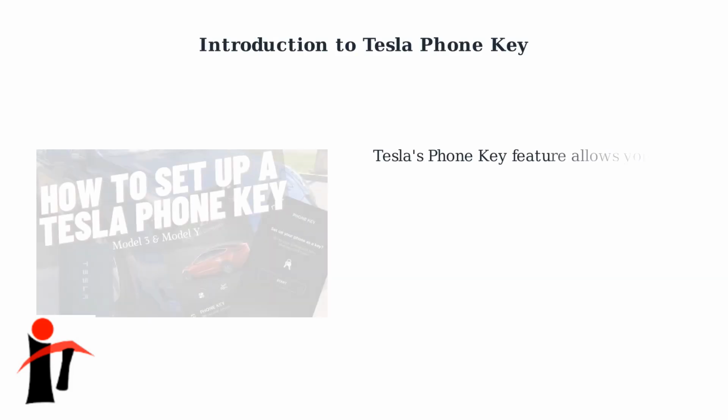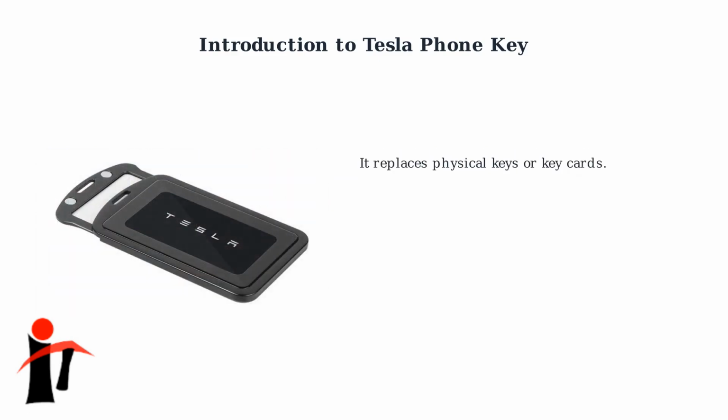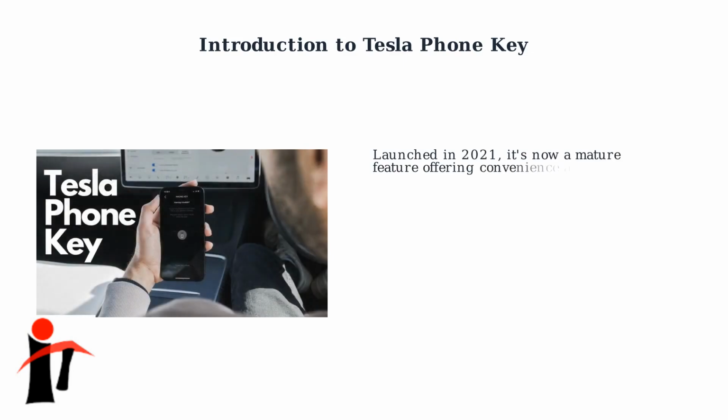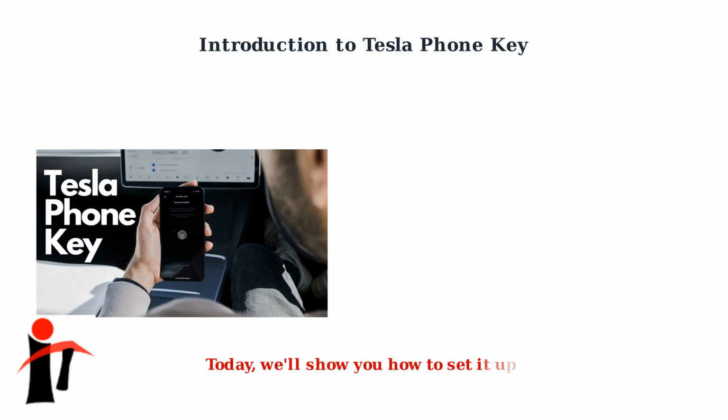Tesla's phone key feature allows you to use your smartphone as a digital key to access and operate your Tesla vehicle, replacing physical keys or key cards. Launched in 2021, it's now a mature feature offering convenience and security. If you have a Tesla Model 3, Y, S, or X running software V223.12 or later, you're likely eligible. Today, we'll show you how to set it up.